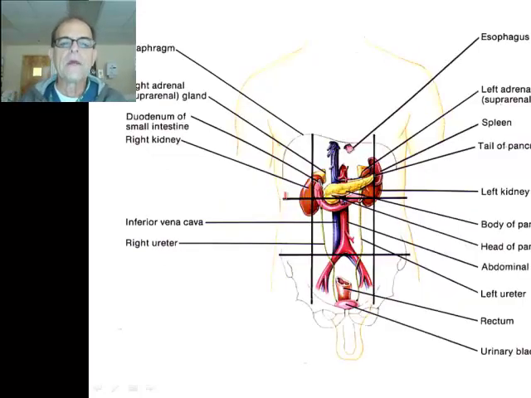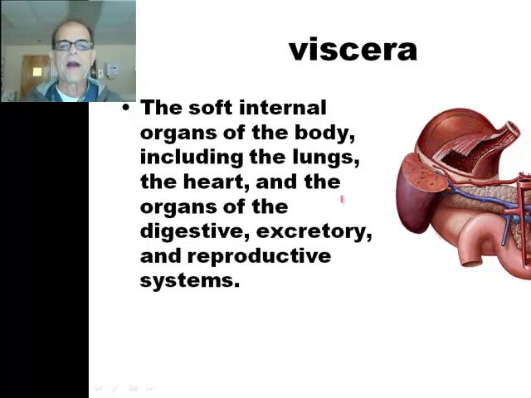This is the picture with the organs that are deeper. The same picture with the 9 quadrants with organs that are deeper. Viscera. Viscera, the soft internal organs of the body, including lung, heart, and organs of the digestive, excretory, and reproductive systems, are special organs that are inside the abdominal and thoracic cavity.